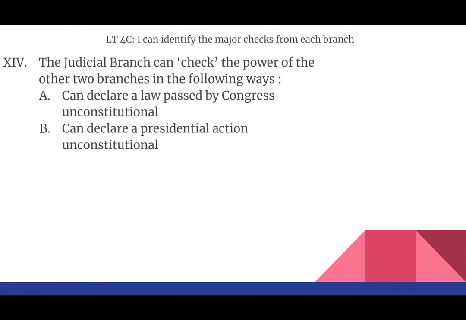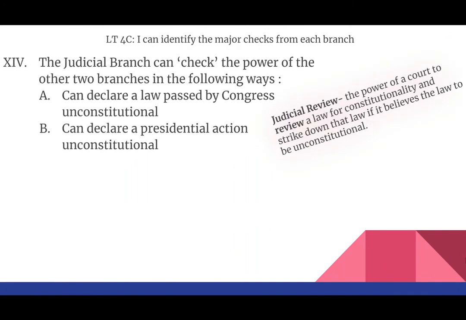Lastly, we'll look at the judicial branch check. The judicial branch can check the power of the other two branches in two ways. They can declare a law passed by Congress unconstitutional. This would make the law invalid. So that's a big role of the Supreme Court. Same with they can declare presidential action unconstitutional. So the president can do executive orders, and if the court finds these executive orders to be unconstitutional, they can reverse them. So these are the two big checks that the judicial branch has on the other branches of government.